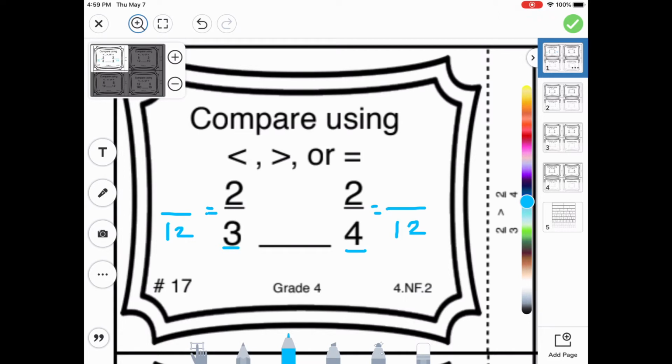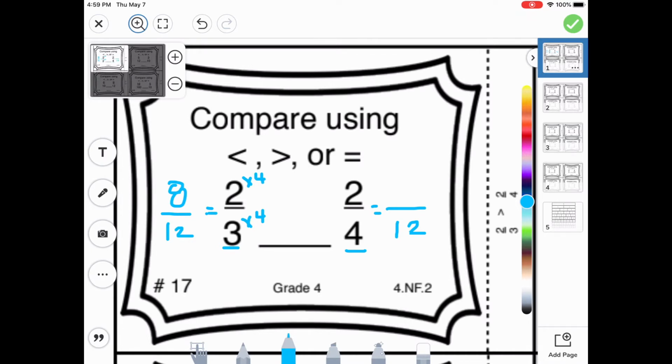So for example, on the left fraction of 2/3, I'm going to ask myself, how did I turn 3 into 12? I multiplied it by 4. Whatever you do to the bottom, you have to do to the top. So over here, I'm going to multiply my 2 times 4, and that's going to make an equivalent fraction of 8/12. So 8/12 and 2/3 are equivalent fractions.